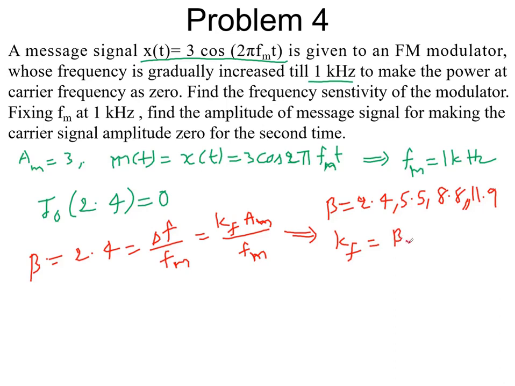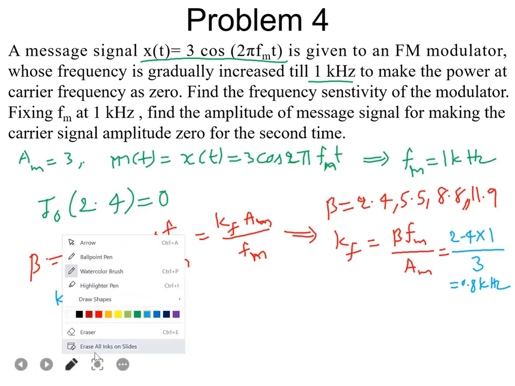Kf is beta times the message frequency divided by the amplitude of the message. In the current case, beta is 2.4, the message frequency is 1 kilohertz, and the amplitude of the message is 3. Then your kf becomes 0.8 kilohertz. 0.8 kilohertz means how much? 800 hertz.